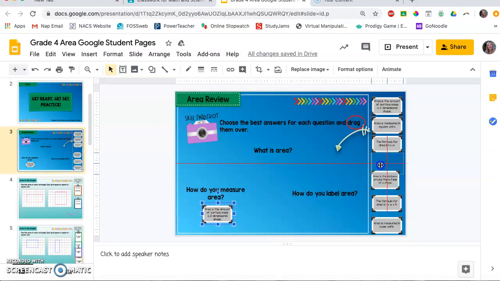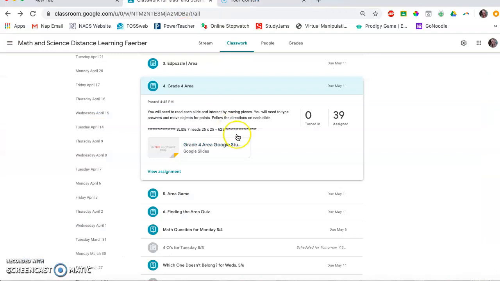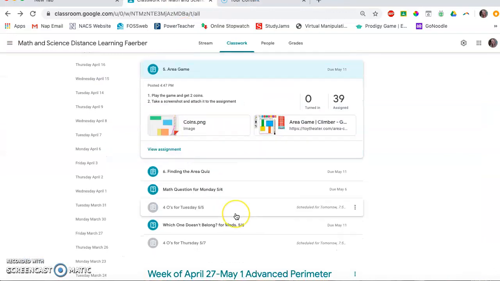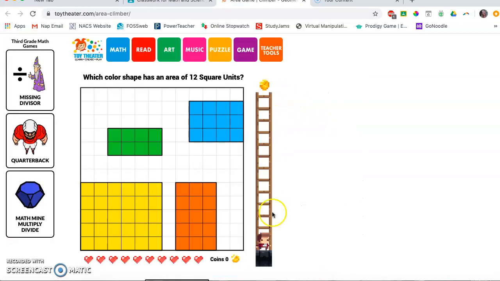Number 5 is a game. So I'm going to click out of this and go back to the screen. This is a game where you are trying to earn coins. Notice these are the directions. Play the game and get 2 coins. Then you take a screenshot and attach it to the assignment. So I'm going to click on this game. You have to climb the ladder in order to get 1 coin.